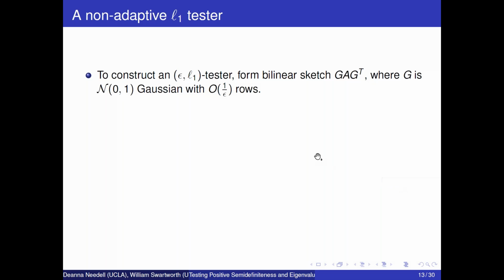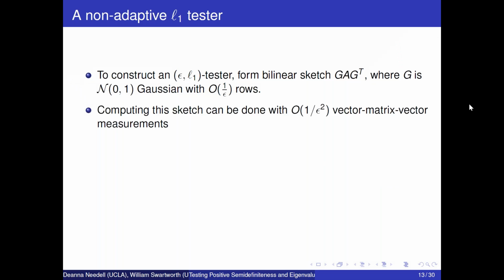You can compute this GAG transpose, this very small sketch, with only 1 over epsilon squared vector matrix vector measurements, because you just multiply on the left and the right. You get a 1 over epsilon by 1 over epsilon matrix. It's very small, and the algorithm is super simple. You output that A is PSD if GAG transpose is PSD. Now, if A is PSD, then GAG transpose is always PSD.